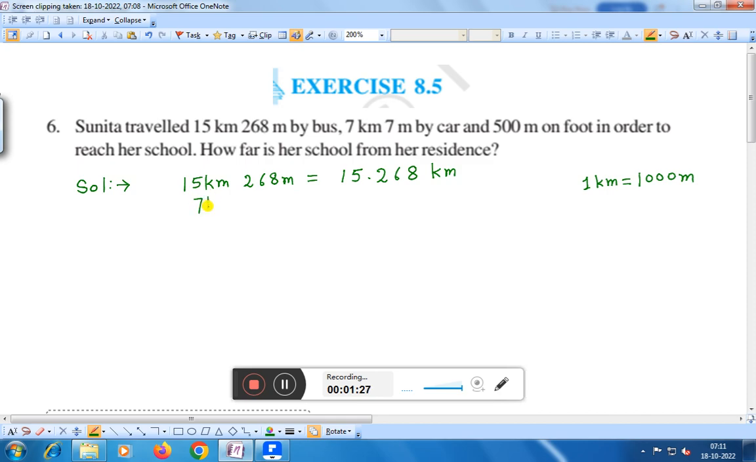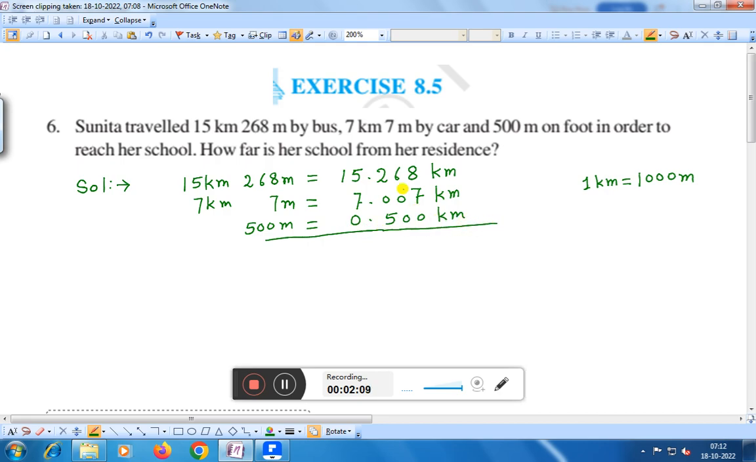Next is 7 kilometer 7 meter. That can be changed into kilometer. That is 7.007 kilometer, right? Next one is 500 meter. That can be changed into kilometer. That is 500 meter means 0.500 kilometer, right?